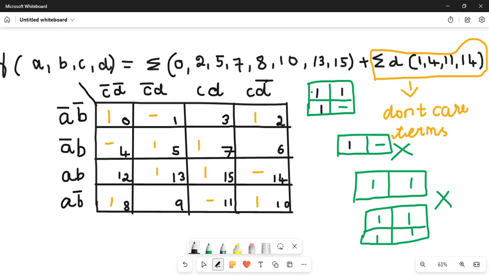You can have a single 1 with 3 don't care term cells, or you can have 2 one cells with 2 don't care term cells, and you can have 3 one cells with 1 don't care term cell. So all the 3 are possible.